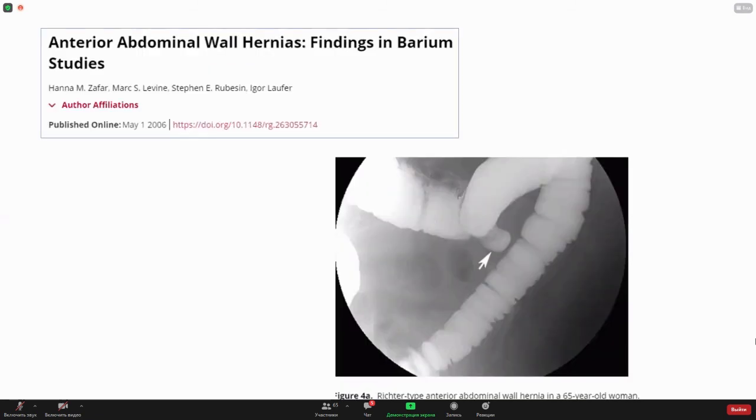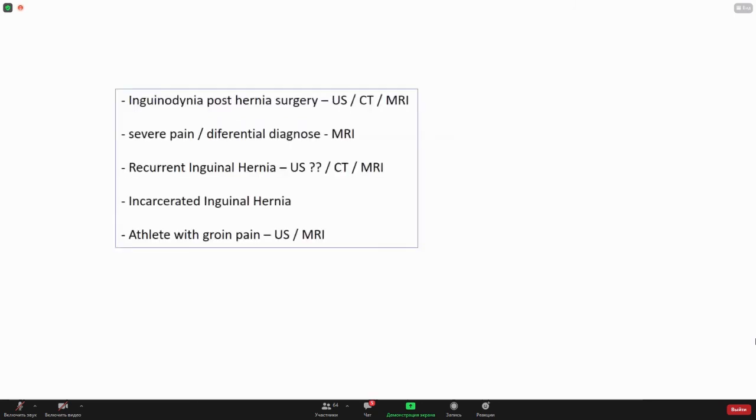Another one that I found is the use of barium studies. I think it is not very used, we don't find it very often, but I found this case study with a Richter hernia that was diagnosed by barium exam. Because when we make our follow-up, we face different situations.